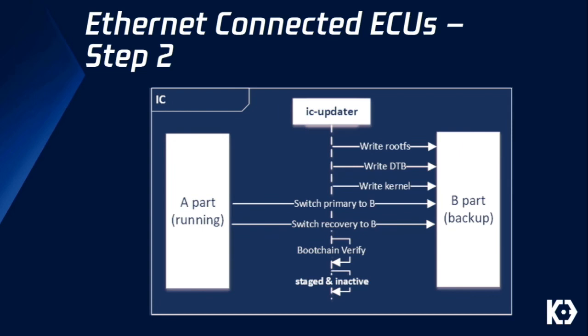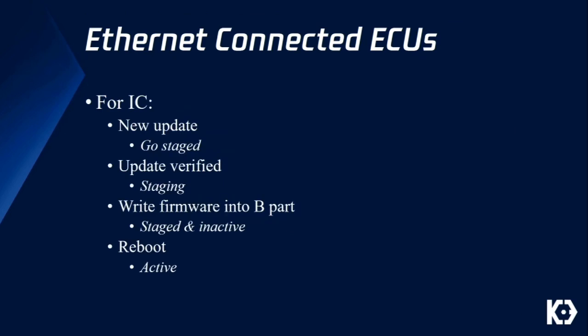And the IC updater will try to switch two boot chains, the primary boot chain and the recovery boot chain, to part B. And then the IC updater will verify if it has made changes to those boot chains correctly, and verify if possible. And then the new firmware is now staged, and the new firmware on the B part is inactive now. Here is the general procedure.